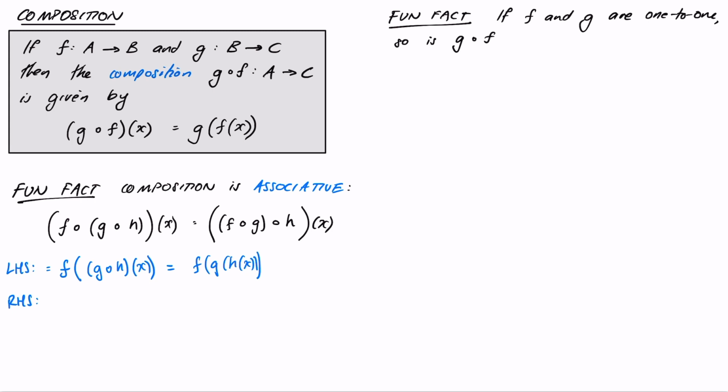This time, if I were to do the right hand side, then I'll get f composed with g of h of x, so it equals that, which again will be f of g of the thing, which is equal to my right hand side. Okay, so we get the same result for both the left-hand side and the right-hand side.